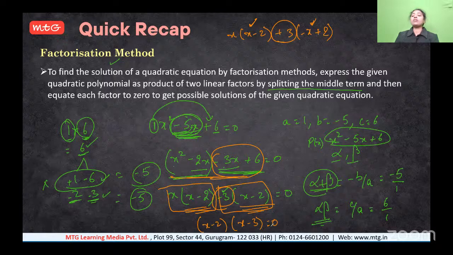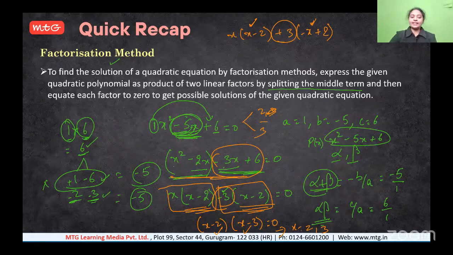Now, product of two terms is 0. Product of two values is 0. When will it be 0? Either the first one is 0 or the second one is 0. Now, in this case, if you equate the first part to 0, you'll get x value as 2. And if you equate the second part to 0, you'll get x value as 3. So, the roots, the zeros of this quadratic equation are 2 and 3.